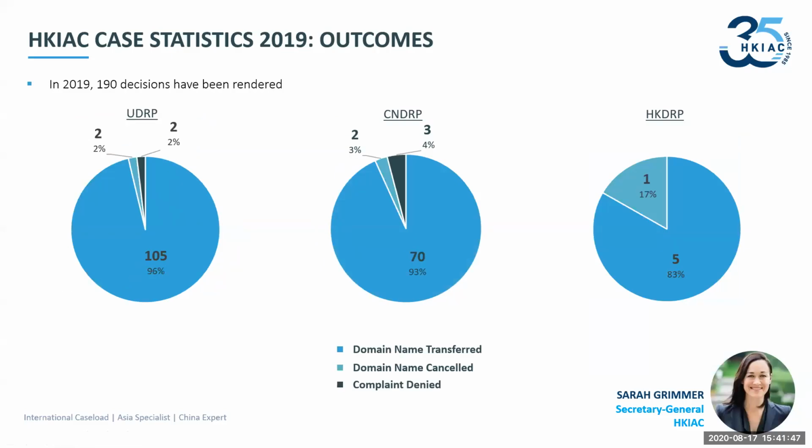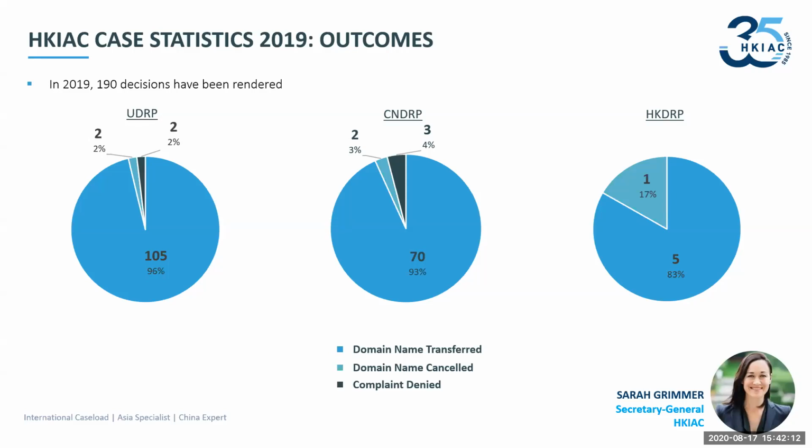This slide shows you the outcome of cases across 2019, and it will come as no surprise to most of you that there is a very high rate of success. If you average across all of the decisions rendered, 180 or 95% were decisions to transfer, so that's a 95% success rate.